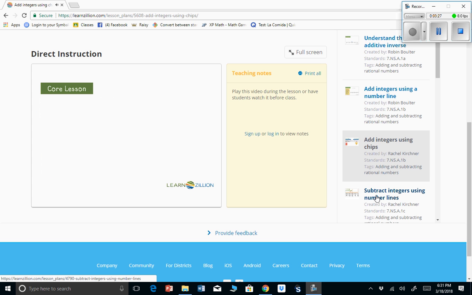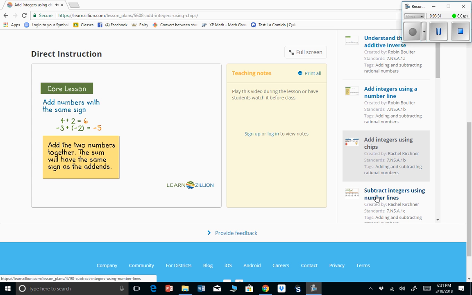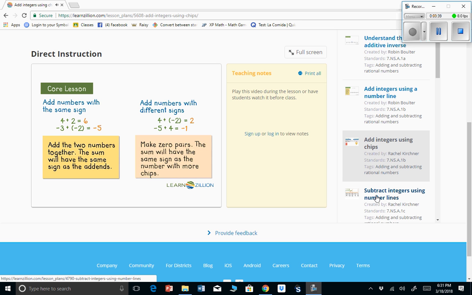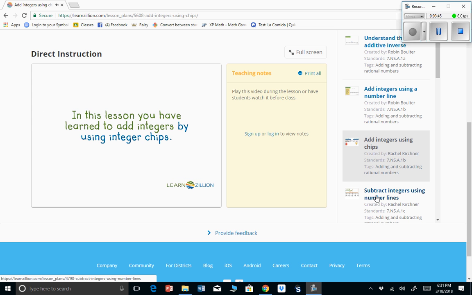Let's review what we've learned. When we add numbers with the same sign, we add the two numbers together. The sum will have the same sign as the addends. When we add numbers with different signs, we make zero pairs. The sum will have the same sign as the number with more chips. In this lesson, you have learned to add integers by using integer chips.